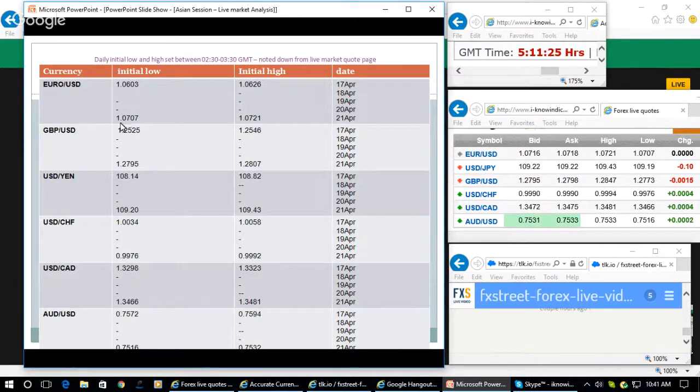Euro has not breached the low 1.0707, the high is 1.0721. Then GBP 1.2795. So here what has come across is yesterday's levels, they have not changed it, and they could change it during the European session, I suppose. And the high was 1.2807, they have not breached either. And GBP is holding closer to the low.